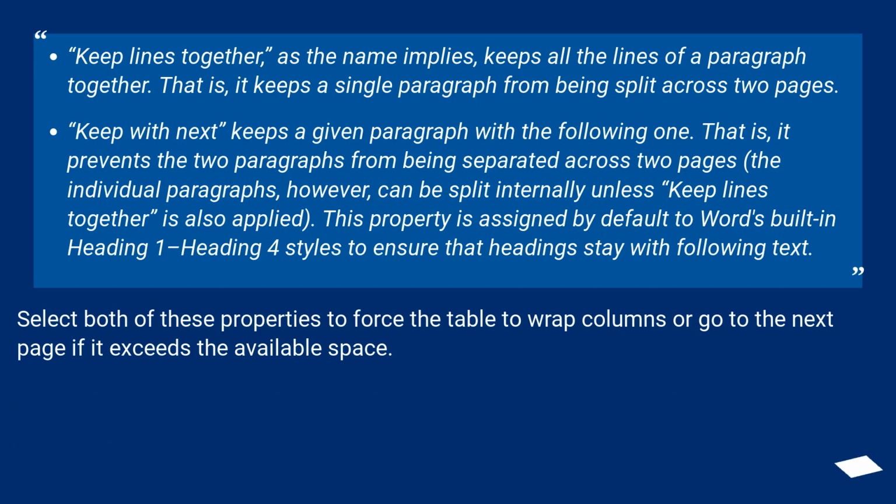Keep lines together, as the name implies, keeps all the lines of a paragraph together. That is, it keeps a single paragraph from being split across 2 pages. Keep with Next keeps a given paragraph with the following one. That is, it prevents the 2 paragraphs from being separated across 2 pages. The individual paragraphs, however, can be split internally unless Keep Lines Together is also applied. This property is assigned by default to Word's built-in Heading 1 to Heading 4 styles to ensure that headings stay with following text.